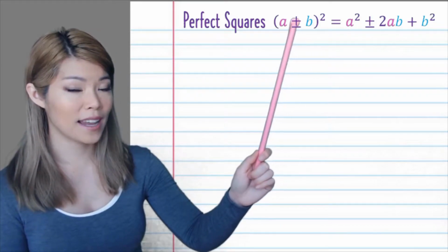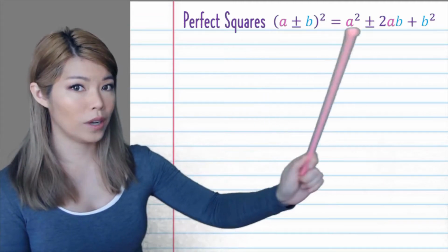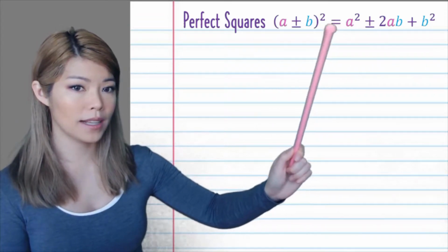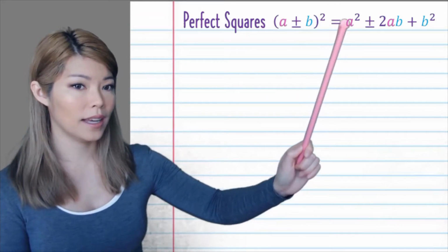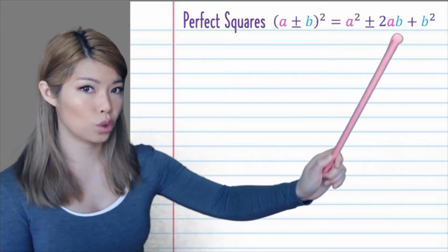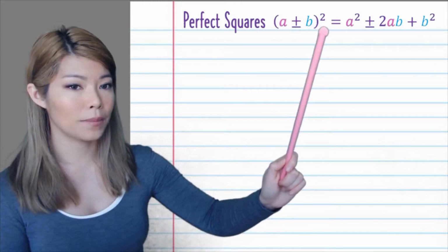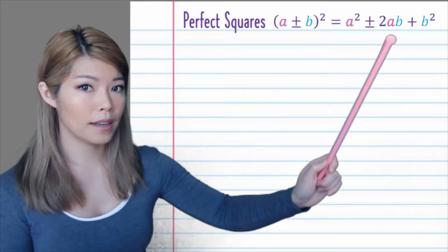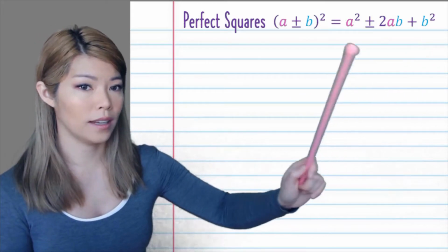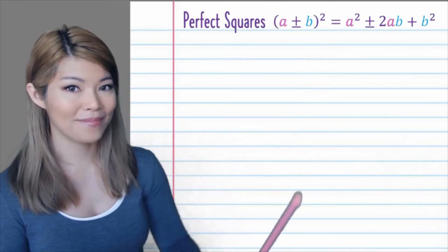Now do notice that I've put plus and minus. When you read the formula, you have to read the top line. So if you're reading (a plus b) squared, then it's a squared plus 2ab plus b squared. But if you're reading the bottom line, so (a minus b) squared, it is a squared minus 2ab plus b squared. You can't go diagonally, okay? Be very careful with that.